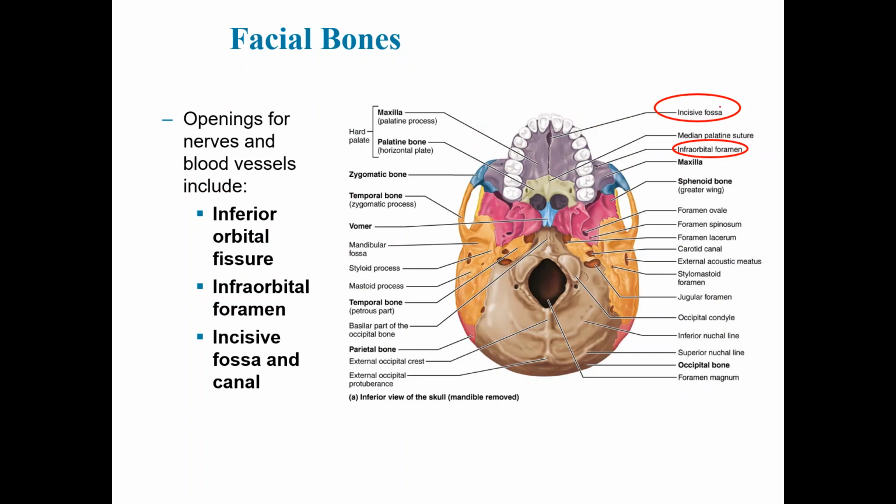And then we have the infraorbital foramen here, okay, very important, and the incisive fossa over here, which is more of a depression, okay. And again, these are openings for important nerves and blood vessels. So the infraorbital foramen is located on the maxilla. These are important openings that I want to point out to be remembered and recognized here in the facial bones.